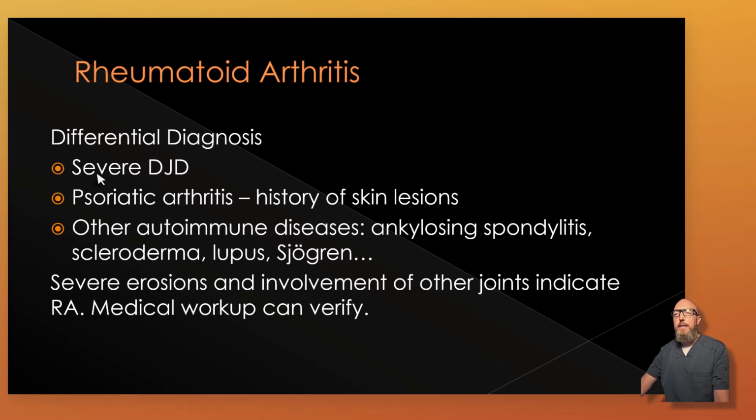And so basically it can look like just a severe, maybe a very erosive, very destructive degenerative joint disease. Think also of potential psoriatic arthritis, which is another autoimmune disease that can affect the joints. And there's a handful of autoimmune diseases that can cause arthritis inside the temporomandibular joints. Probably won't go through all of them. And so the takeaway is this: you see severe erosions, involvement of other joints. That could indicate rheumatoid arthritis. That patient is going to require medical workup.